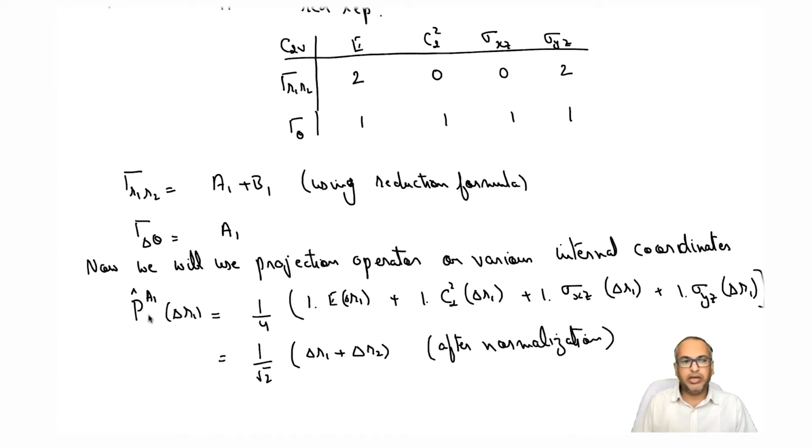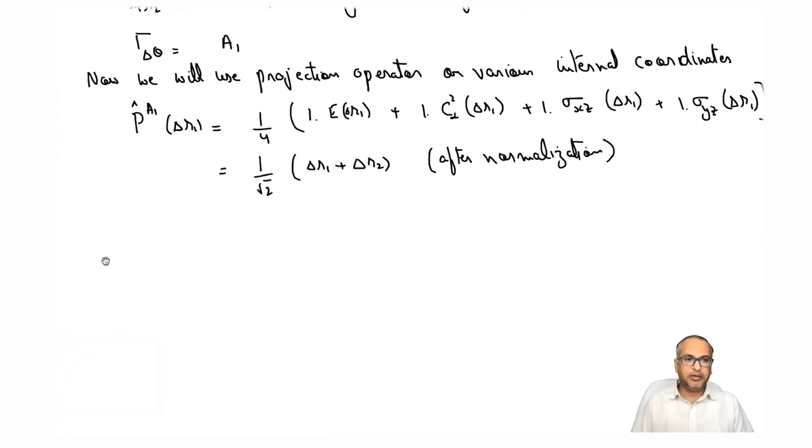See, this is a 1D representation A1. So you will get only one linear combination of the basis sets that will give you one normal mode, right? Now, similarly, if I do the projection operator B1, which comes again from the tau R1 R2, then this is on delta R1.